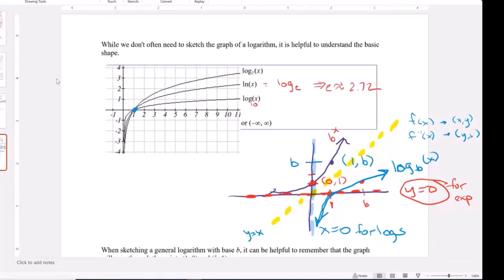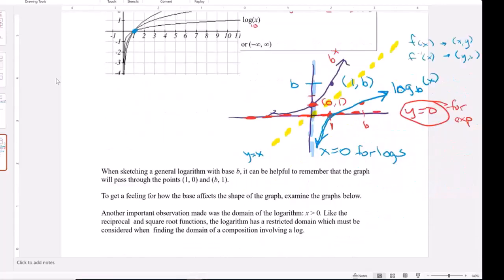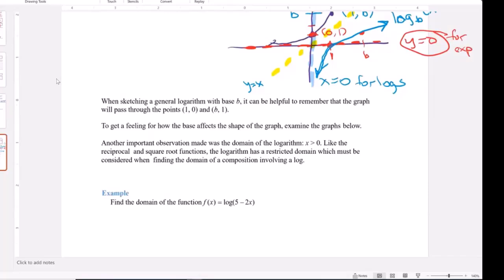But I wanted to show you, if it helps, if you remember the exponential function, which is purple, then the log just reflects and has the asymptote going the opposite. So my blue graph is my log graph. So when sketching a general logarithm, we have base b. It can be helpful to remember that the graph will pass through these 2 points, just like I said, because exponentials are 0, 1 and 1, b, logs are 1, 0 and b, 1.